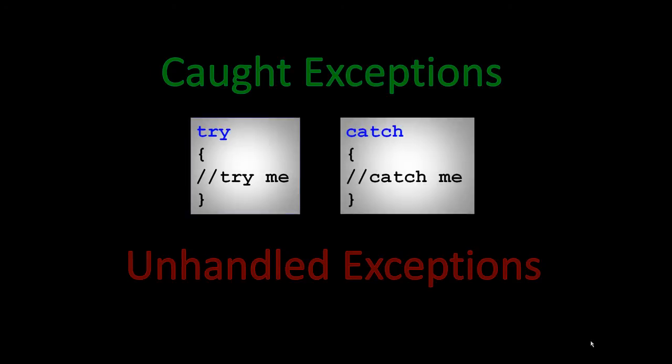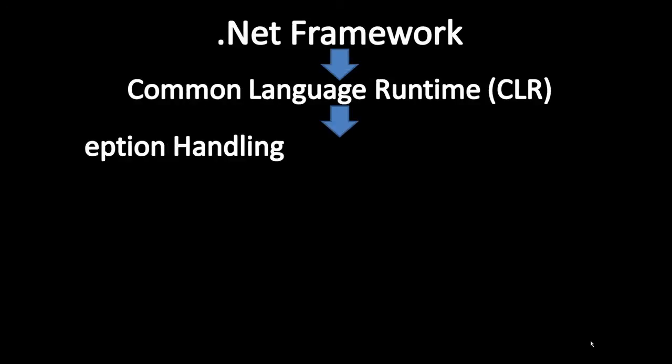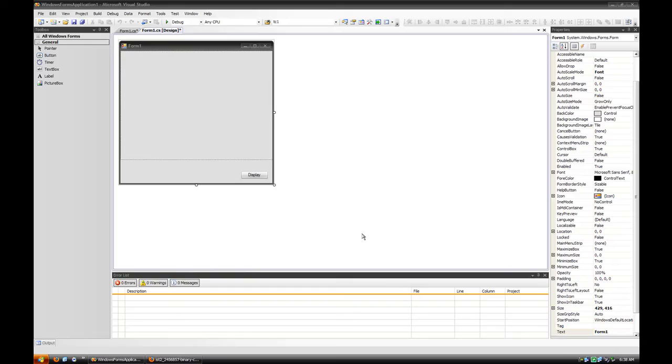The unhandled exception is simply an error that hasn't been taken care of. In this case, .NET's common language runtime will take care of it either by prompting the user what to do next, or it just might terminate the application itself.